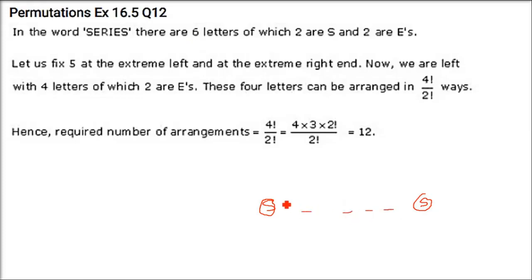1, 2, 3, 4. Now just forget about the ends. So 4 positions are there and we have 4 options, so 4 arrangements. So factorial 4 is there. But apart from S, E is also repeated, so divided by factorial 2. And that is going to be factorial 4 by factorial 2, which is 12.